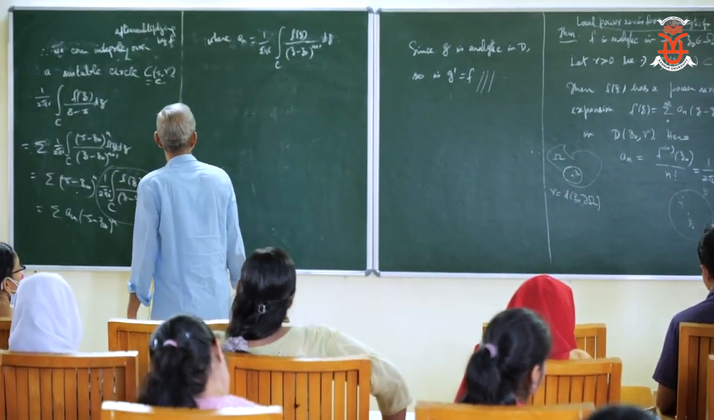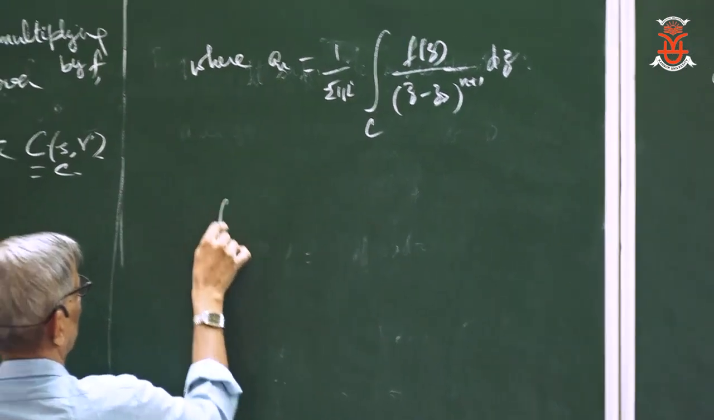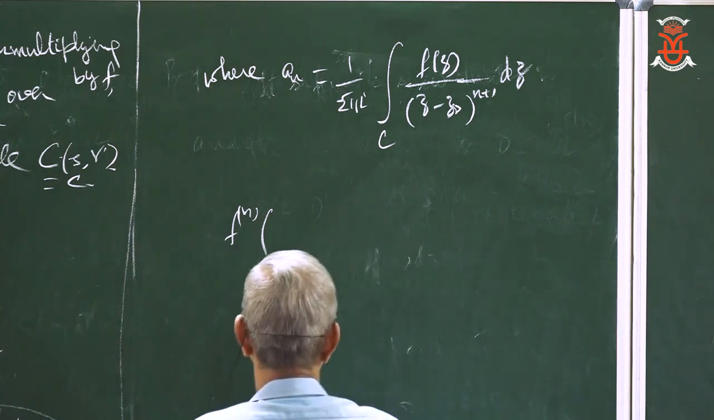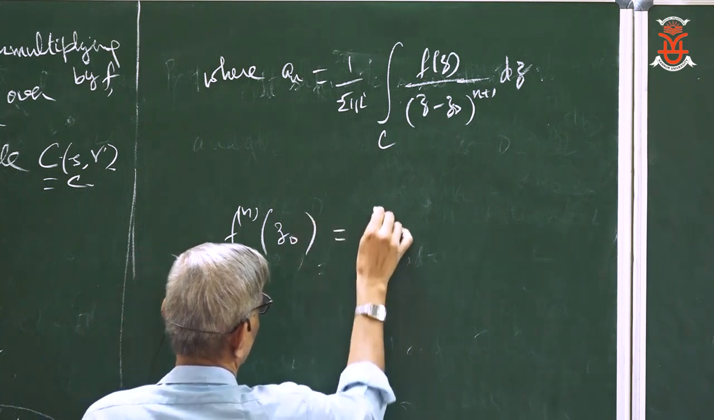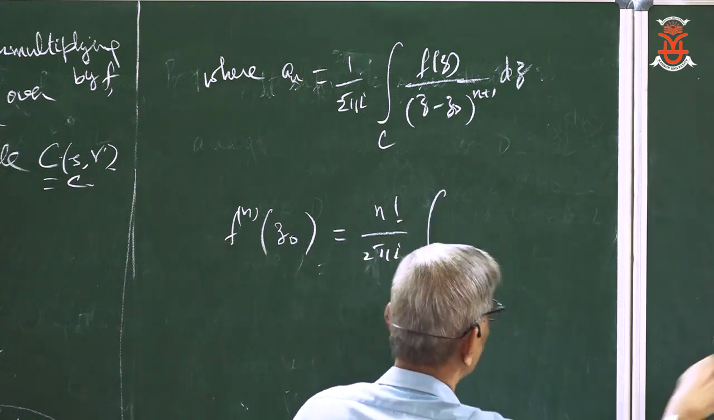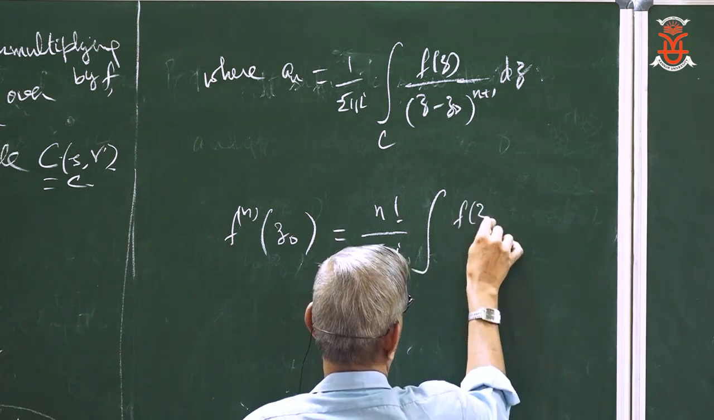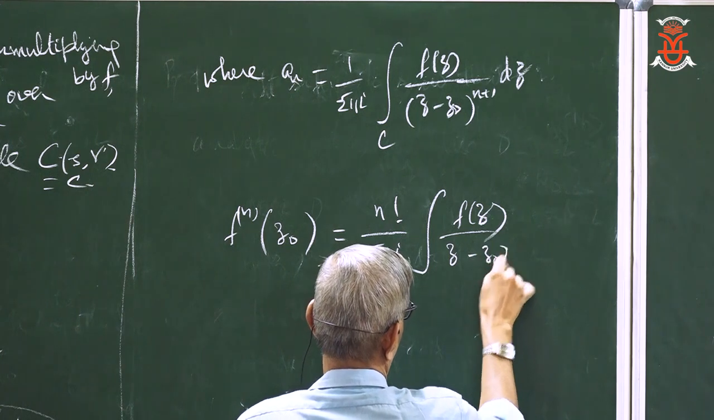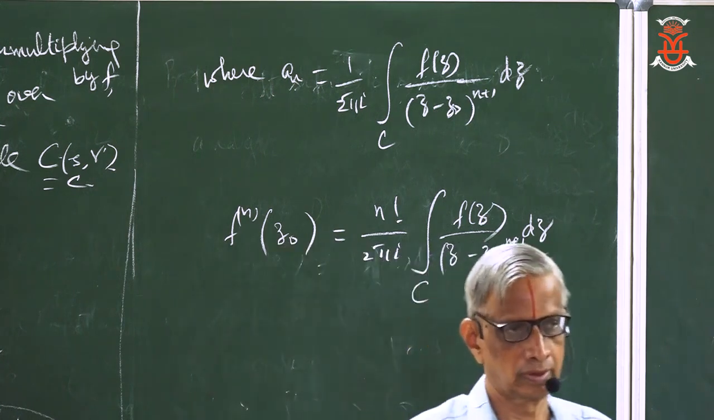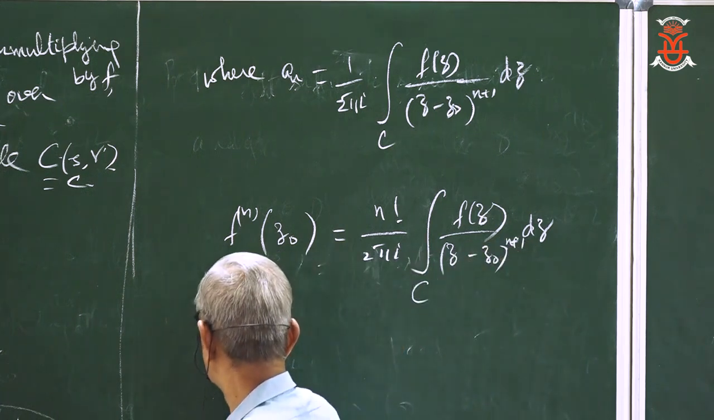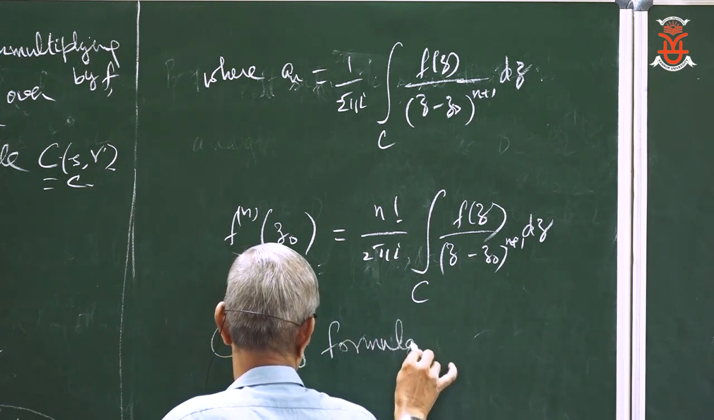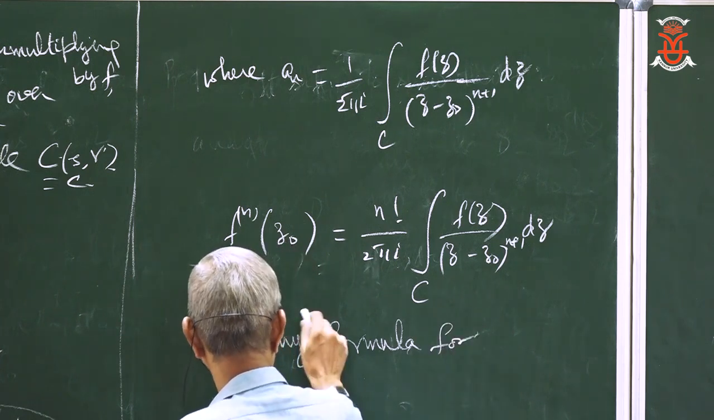And you also see therefore that f^(n)(z naught) is equal to n factorial over 2 pi i, integral of f(z) over (z minus z naught) power n plus 1 dz. So these are the Cauchy formulas for the derivatives. Cauchy's integral formula if you want.